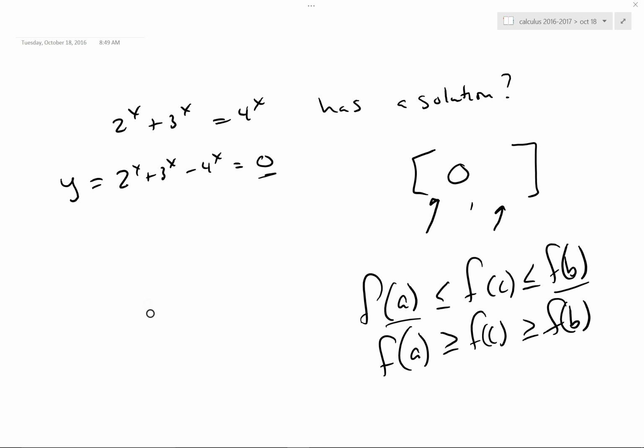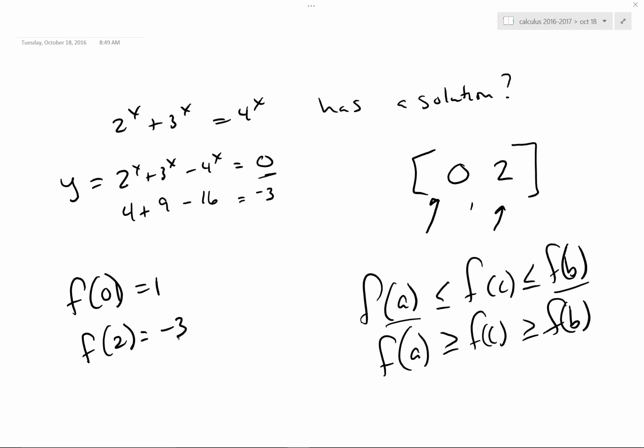If you plug in 0, you're going to get 1 plus 1 minus 1, which is 1. That's weird. So f of 0 is 1. So that's a positive one. Now, I could go further, but let's see what's going to happen here. I don't think I have to go very far. Matter of fact, I think 2 is enough to get the job done, but I might be wrong. That's 4 plus 9 minus 16. That's negative 3. Nice. So f of 2 is negative 3.